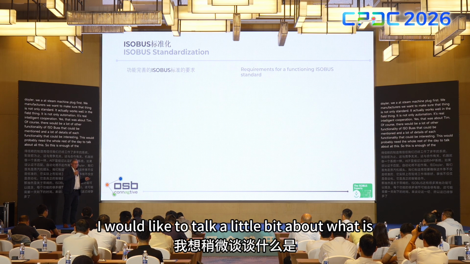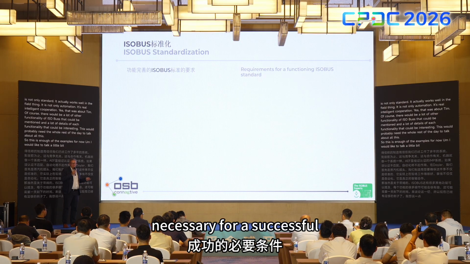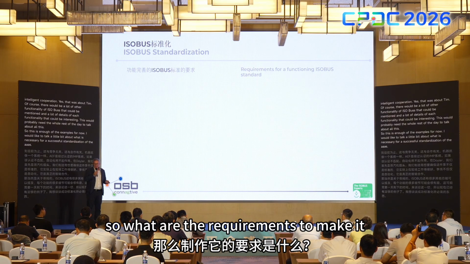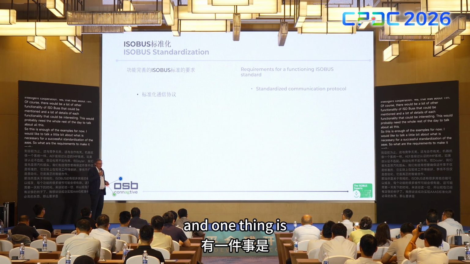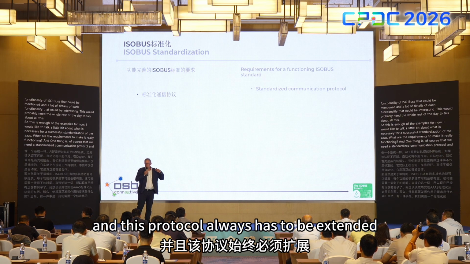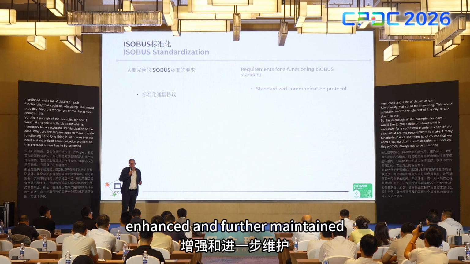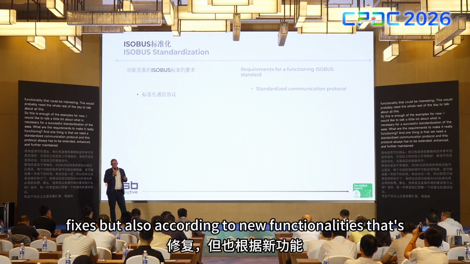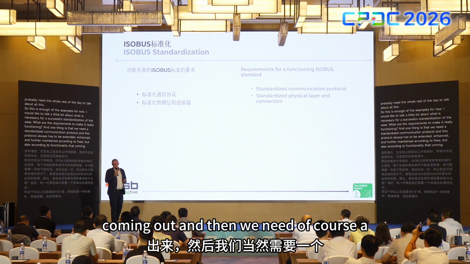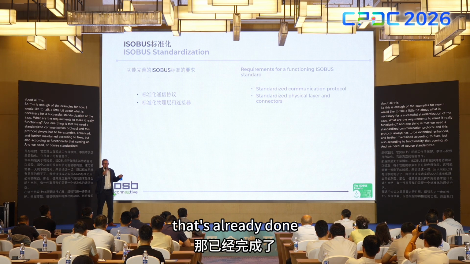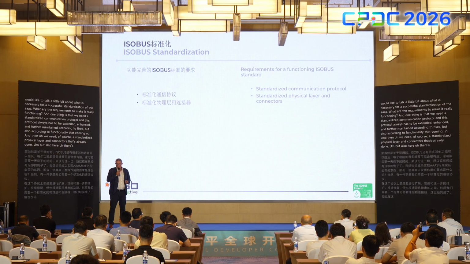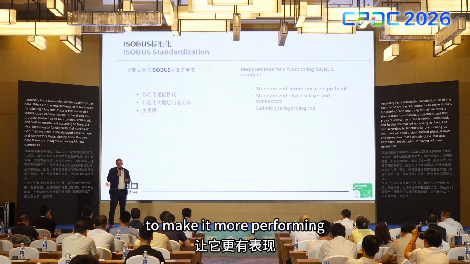I would like to talk a little bit about what is necessary for a successful standardization of the ISOBUS. So what are the requirements to make it really function? One thing is, of course, that we need a standardized communication protocol. And this protocol always has to be extended, enhanced, and further maintained according to fixes, but also according to new functionalities that are coming up. And then we need, of course, a standardized physical layer and connectors. That's already done. But also here, there are of course thoughts of having a new generation to make it more performing.